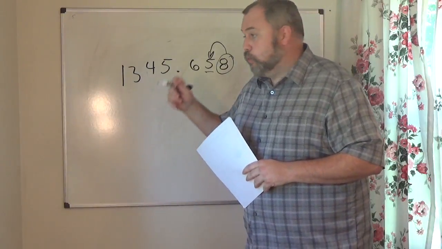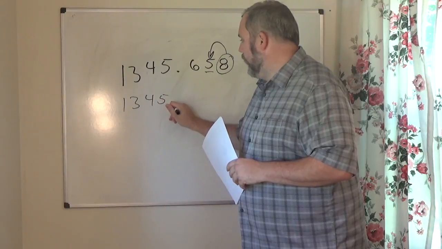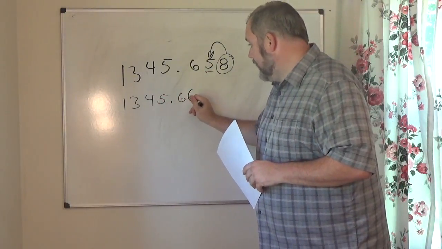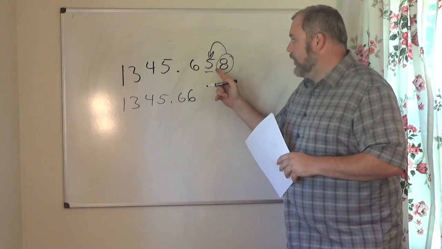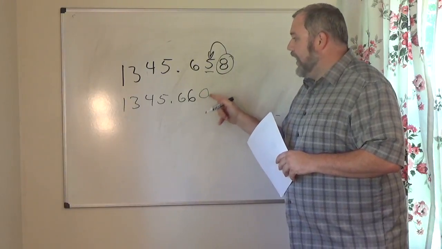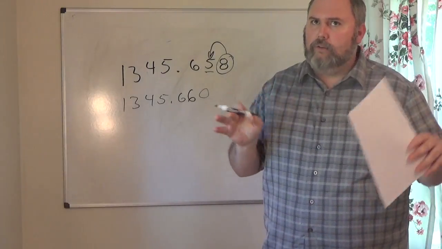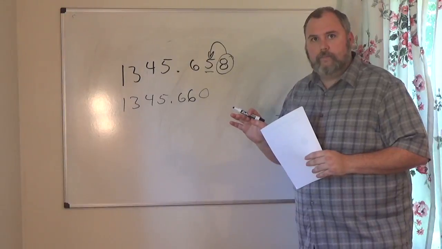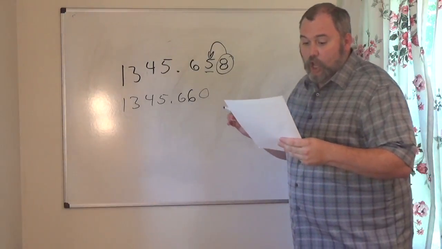So we're going to write this number as 1345.6. The 5 now becomes another 6. And then my last part of the instructions is that all the numbers that are this direction become a 0. So the 8 becomes a 0. Don't say round down. Don't say rounding blah blah blah. This is what I want you to do. Okay? Now, the very last step says this.